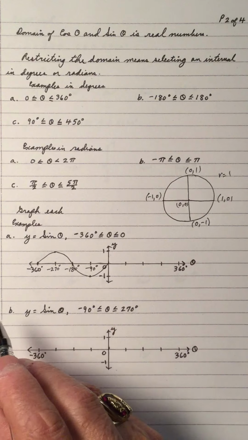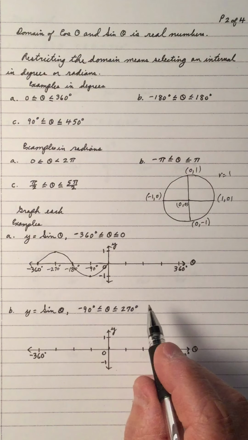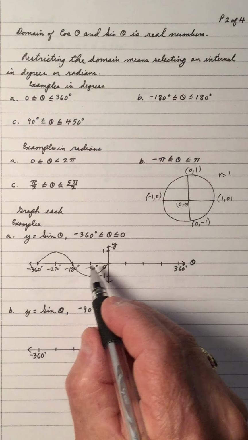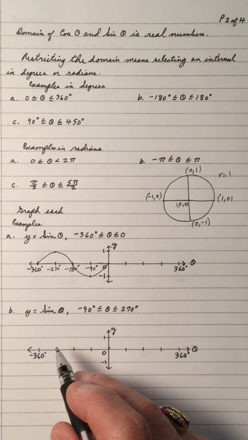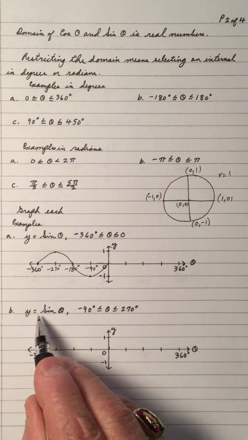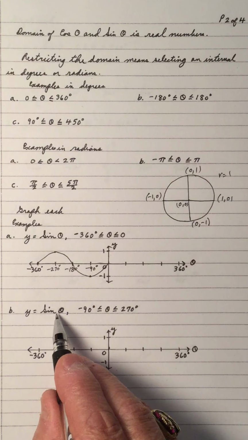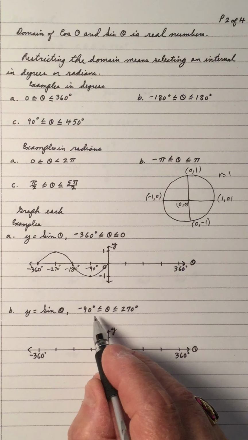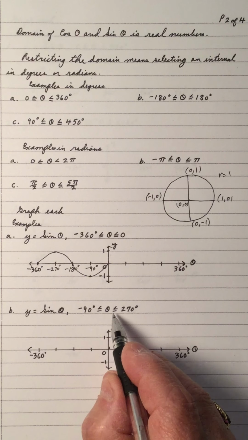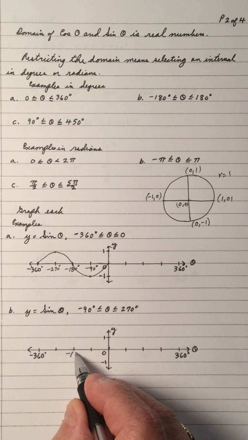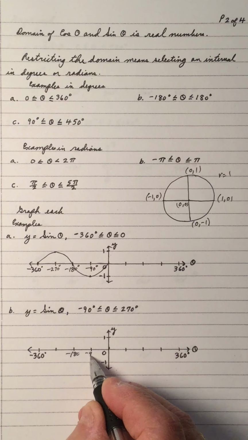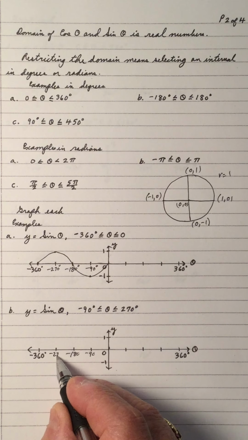Remember, the sine graph is periodic. It keeps going on and on and on. So we're just looking at the graph from negative 360 to 0. And let's look at B. What about y equals sine theta from negative 90 less than or equal to theta, less than or equal to 270? So that's negative 180 in the middle. That's the negative 90, that's negative 270.